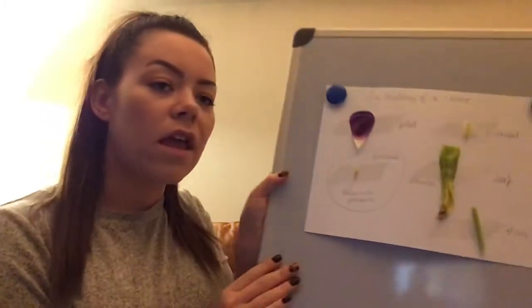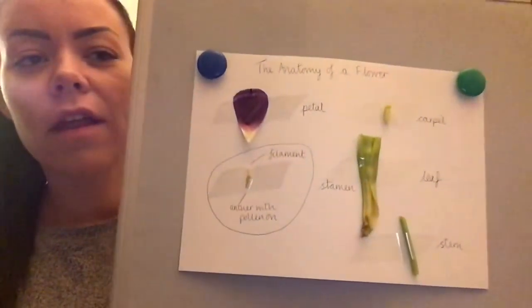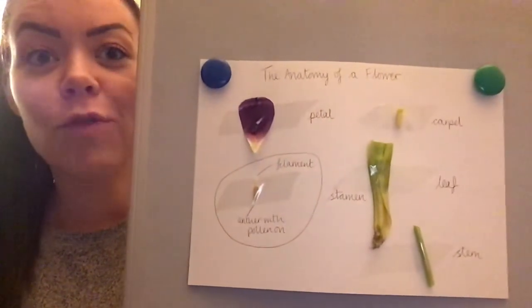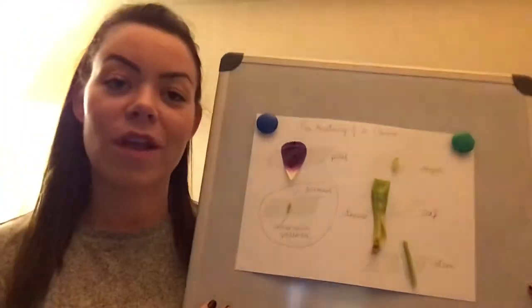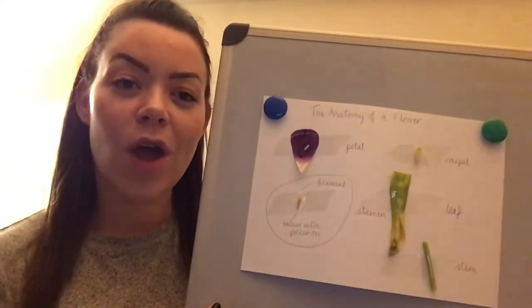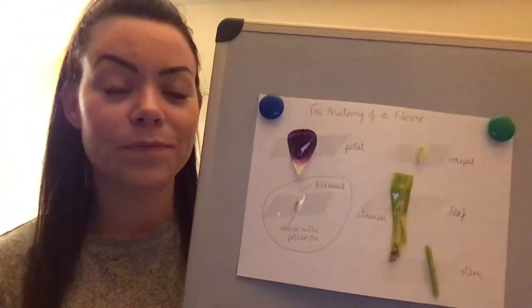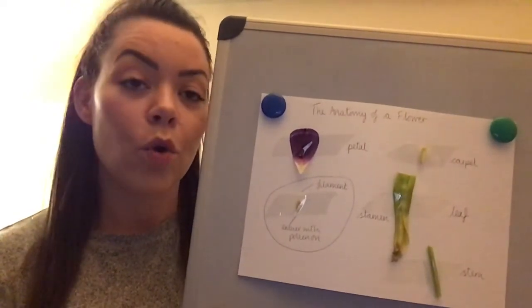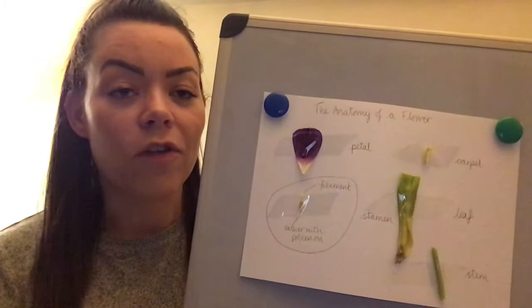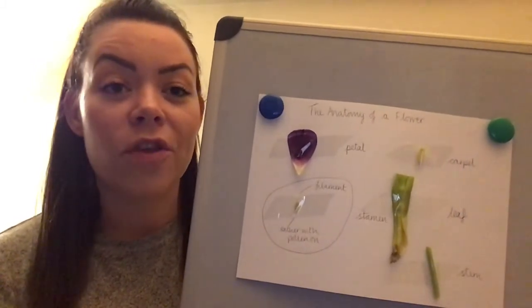So here is my anatomy of the flower by dissecting a tulip and finding out what all the different parts are called. See if you can have a go at that. If you manage to have a go, take a photograph of it and you can email it to your teacher, or you can just send us the picture over Teams on the chat.